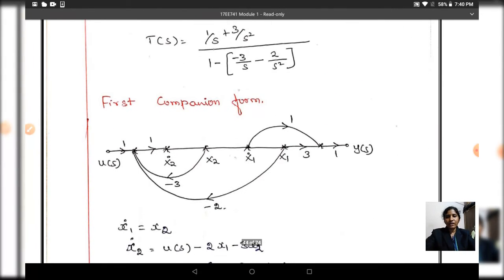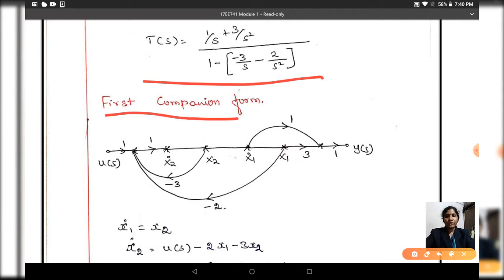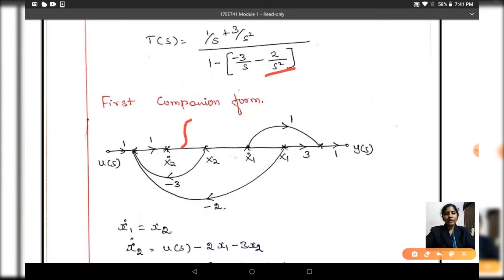For this transfer function, we need to solve it using the first companion form. What is the order of s here? S square, so we need two integrators. Here it is like a signal flow graph, not a block diagram. In a block diagram we represent integrators with triangles, whereas here we draw it by means of a signal flow graph. According to the power of s, that is the order of the system, two integrators are going to be there.